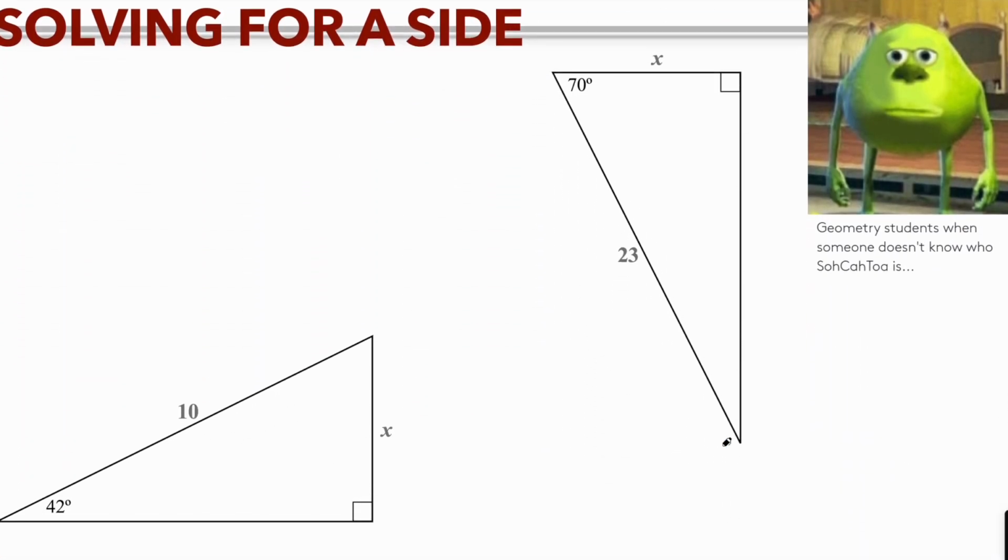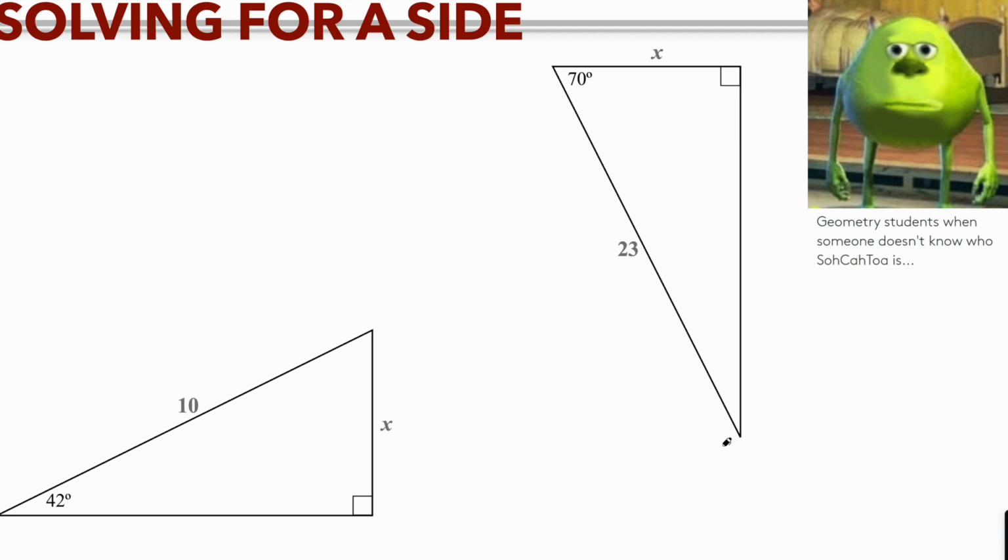So now we're going to put this into practice to be able to actually find a side. So let's start with the top one. I'm going to highlight my angle, and now I'm going to write what sides I have known. I have the adjacent, which I actually don't know, but that is the variable I'm looking for. And I have the hypotenuse. Why is the hypotenuse? Because it's the longest side. The adjacent is the side that's touching it.